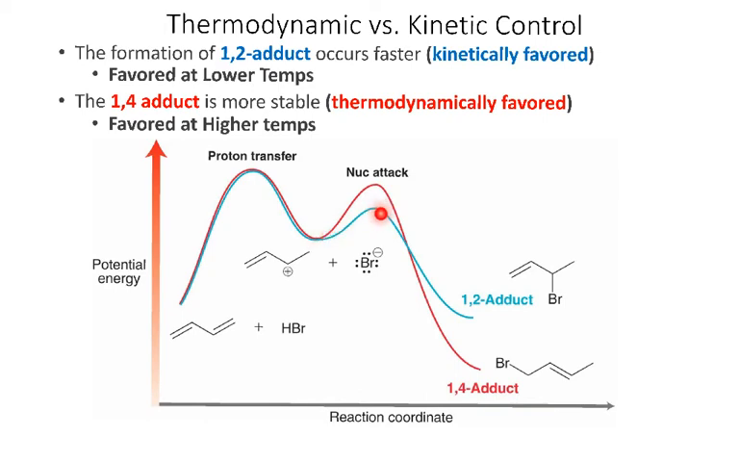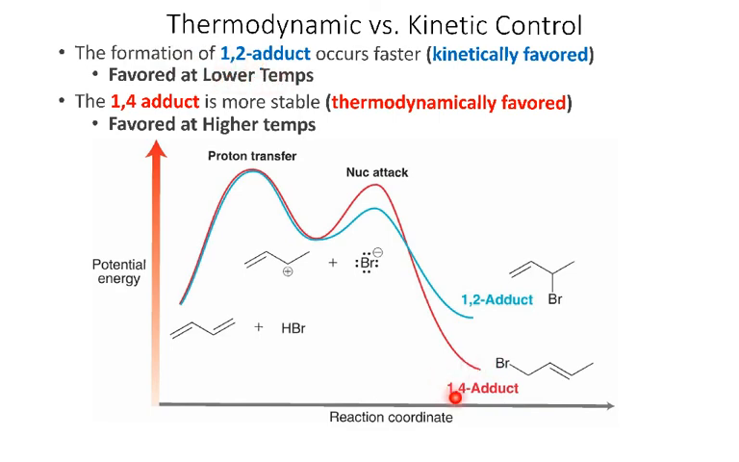You can see that the transition state for the formation of the 1,2 product is lower than the transition state for the formation of the 1,4 product. And you can also see that the 1,4 product is more stable than the 1,2 product. So if kinetics control the reaction, then we're looking at how the reaction barrier heights influence the formation of the two products. Because the activation energy for the 1,2 product is lower than the activation energy for the 1,4 product, this reaction is going to happen more quickly. So we would say that the 1,2 adduct is kinetically favored. It's going to be formed faster. And it turns out that's favored at lower temperatures, and we'll explain why that is in the next couple slides.